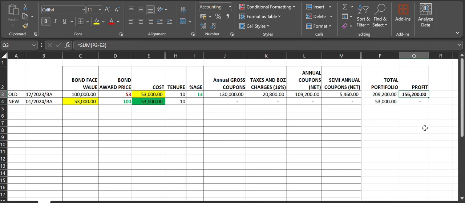In the new method of issuing bonds, what they are saying is that there will be no discount.